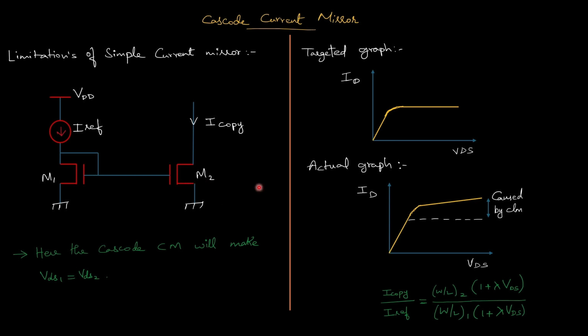The objective of the cascode current mirror is very simple. It forces the drain voltage of both the transistors to be nearly equal. In other words, the VDS of M1 is equal to the VDS of M2, so that these terms can cancel out each other, which will greatly improve the current matching.